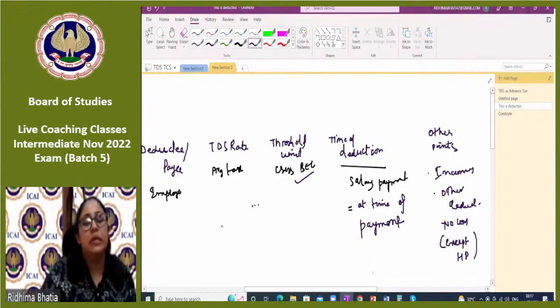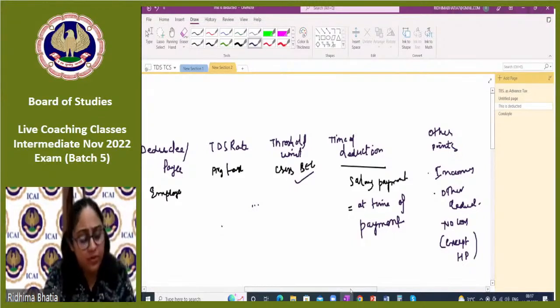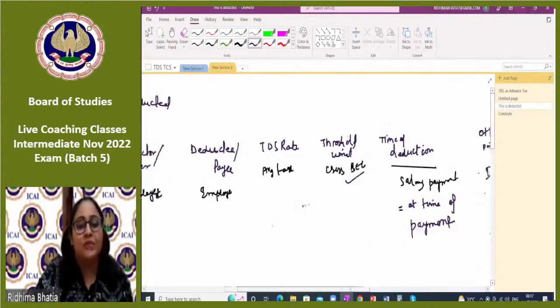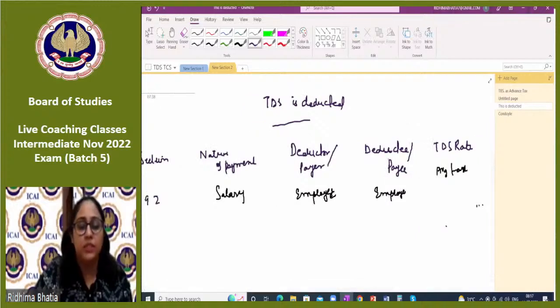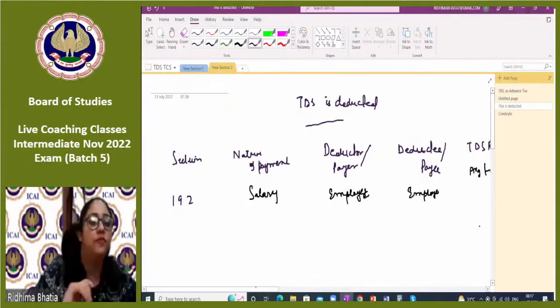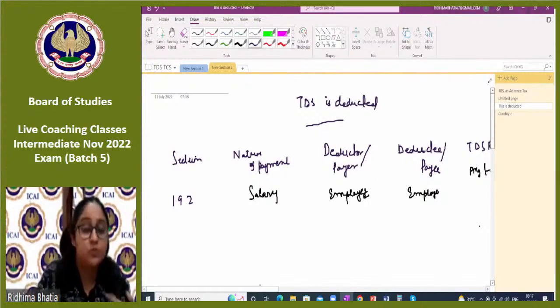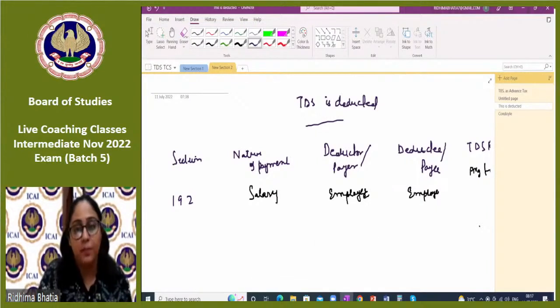Okay. There is a point of non-monetary perquisites and there's a point of startup, which I don't want to take right now because I don't want to mess up your base and make it complex. Okay. Now tell me, any doubt in Section 192? Section 192 is an absolutely different section than other TDS sections which you will see in the second half of this class. But any doubts so far?